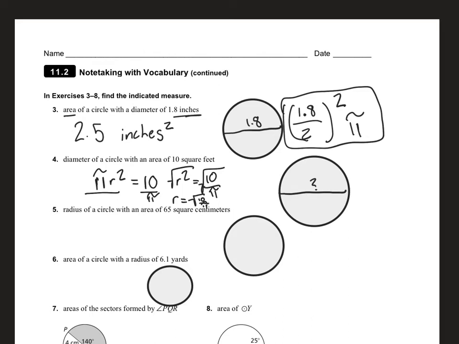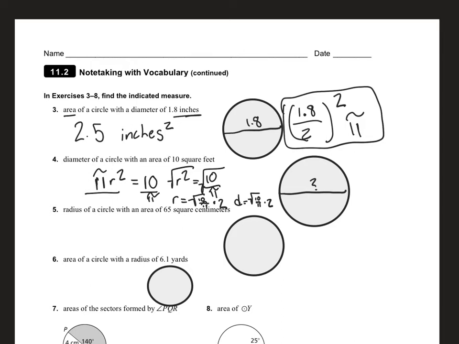And then since you're trying to find the diameter, which would be 2r, you just multiply this by 2. And to get d, you would do the square root of 10 over pi multiplied by 2. And if you plug that in the calculator, you get a rough estimate of about 3.56.